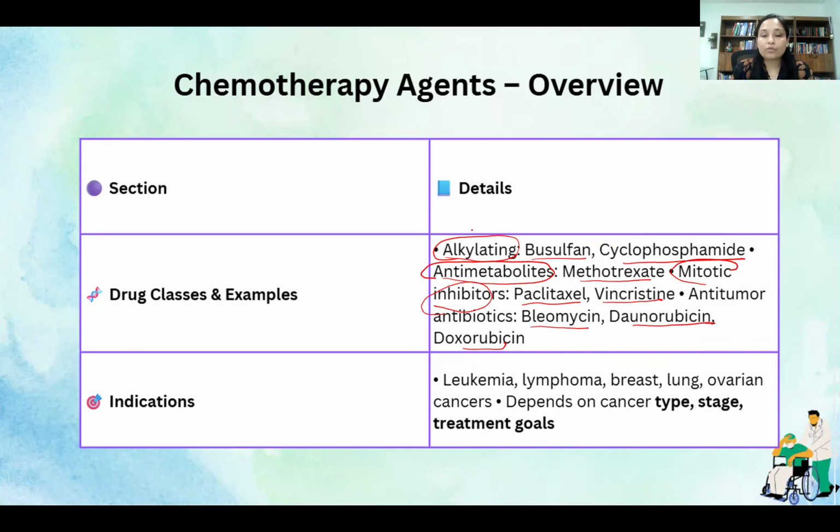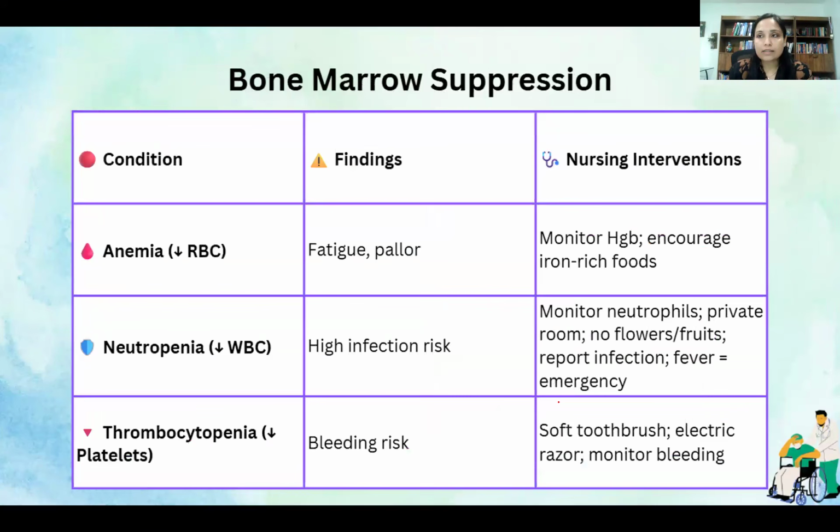Okay, you are going to see these medications as a treatment when a patient has leukemia, lymphoma, breast, lung, or ovarian cancer, depending upon the cancer type, stage, and treatment goal. The oncologist will decide what group of medication is going to be used for the particular cancer. What you need to remember as a side effect, common to all chemotherapeutic drugs, is that bone marrow suppression can occur.